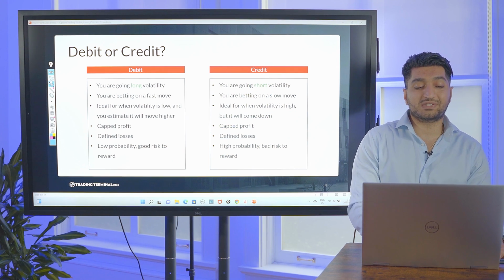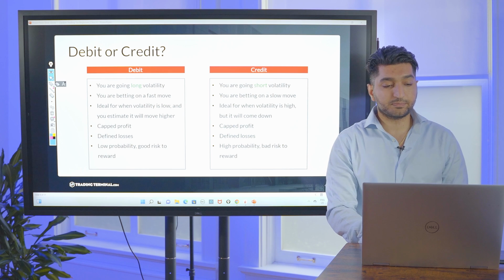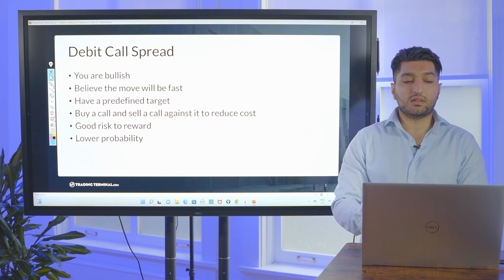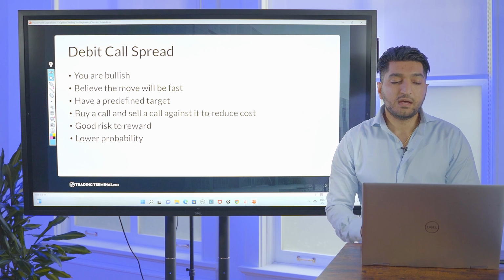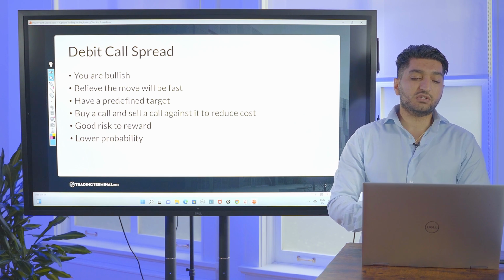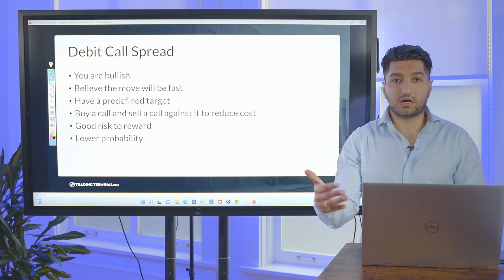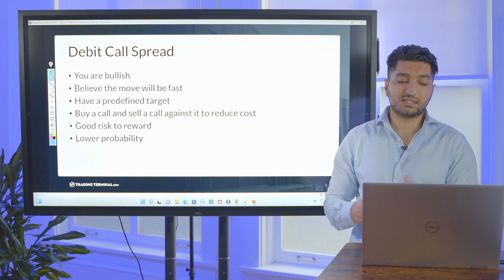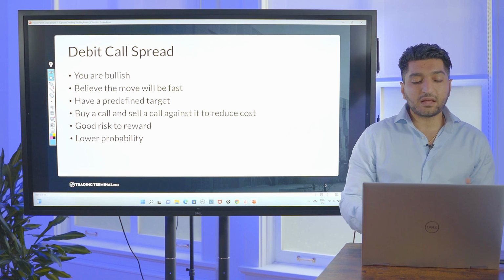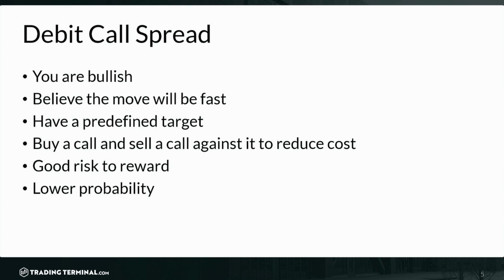This will make a lot more sense once we take a look at more examples. So let's get started. Let's start with debit call spreads. This is a great strategy when you're extremely bullish and you think the movement is going to be very fast. It's really good for when you have a predefined target. Let's say you think Apple is going to go from $140 to $160. The mechanic of the strategy is very simple. You buy a call and then you sell a call against it to reduce the cost. It offers a really good risk to reward.